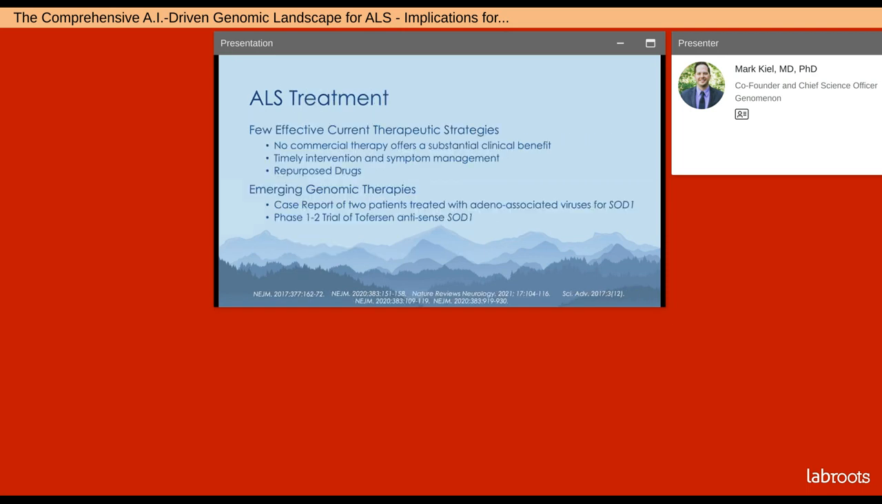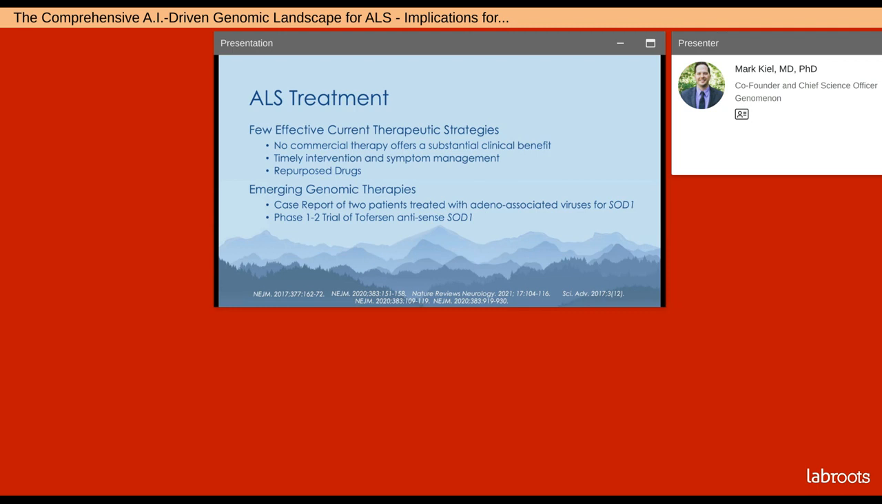And following on to the clinical complexity and diagnostic challenge associated with ALS is the lack of effective current therapeutic strategies. So these are not my words, but to date, there have been few, if any, commercial therapies that offer a substantial clinical benefit. And most patients are treated by managing symptoms and benefit greatly from timely intervention to improve quality of life and to forestall demise.